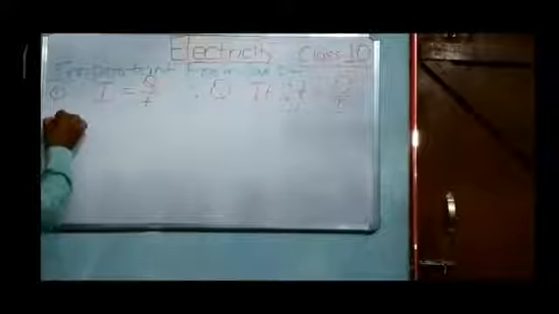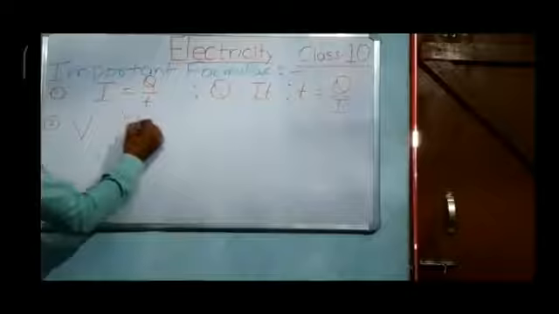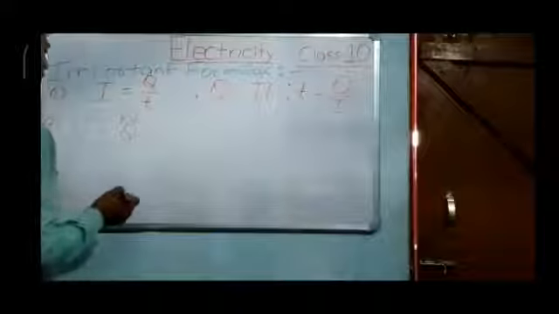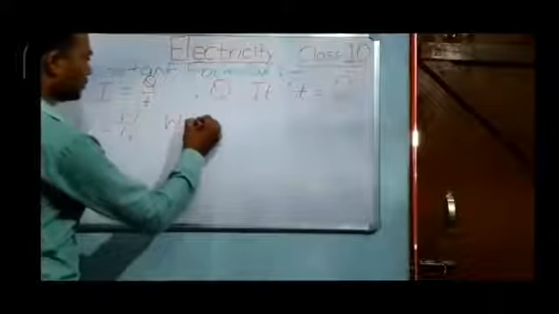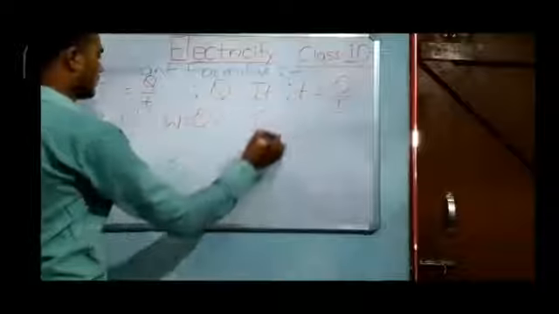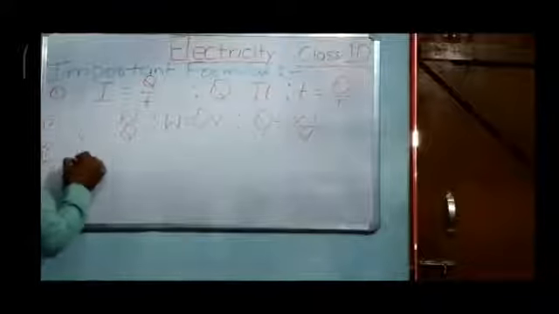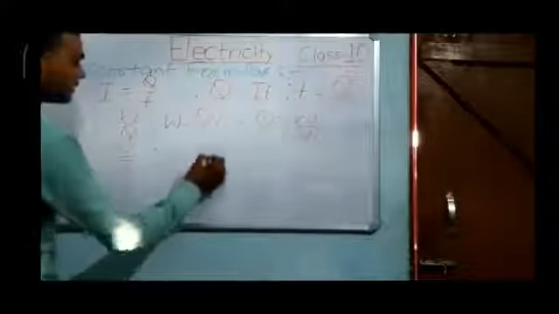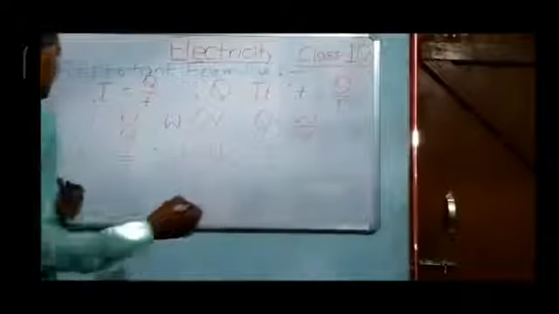Second formula is V equals W upon Q, or W equals QV, or Q equals W upon V. Third one is R equals V upon I, or V equals IR, or I equals V upon R.